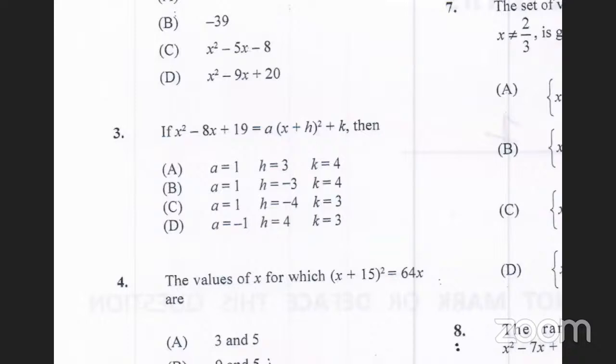Next one here. They want A, H, and K. Right? So you know what A is: 1, B is the value in front of x, and C is 19. So all you have to do is just find H. You know that H is minus B over 2A. So what's that? That's minus 8 over 2, which is minus 4. So there's, again, no need to continue. Okay? That's it. You're done there.